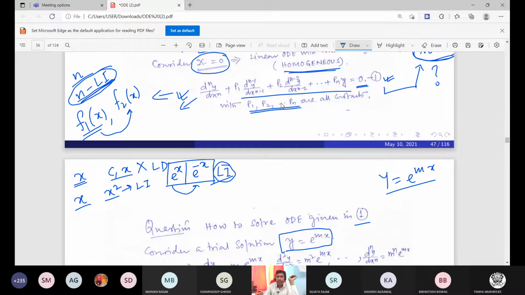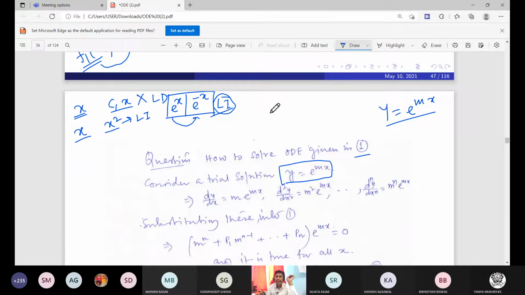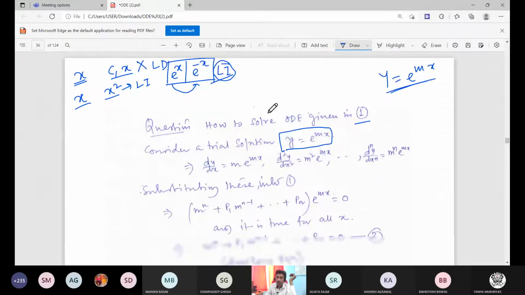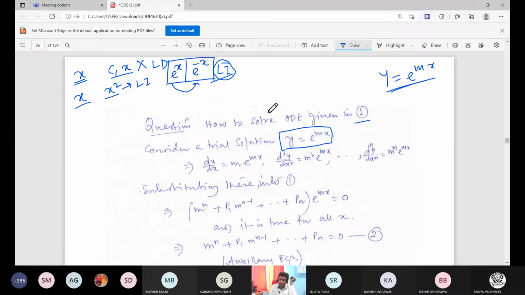Now see the mathematical benefit of considering y equals e to the power mx. Then I will come to the fact of why we choose e to the power mx. Let us consider for the time being that y equals e to the power mx is a solution. So you can easily find dy/dx, d2y/dx2 and the nth order derivative also. The main beauty with e to the power mx is that the derivative of e to the power x is always e to the power x. So if you consider e to the power mx, when you calculate dy/dx there will be a factor m into e to the power mx, and for the nth derivative, a factor m to the power n into e to the power mx.